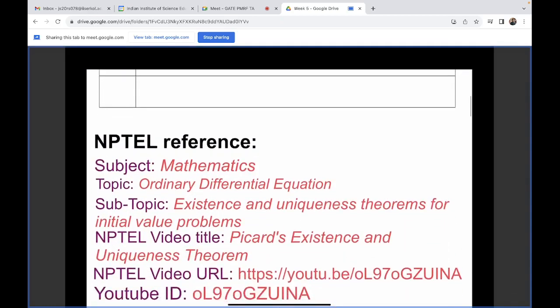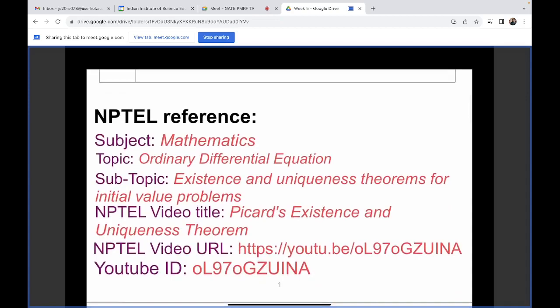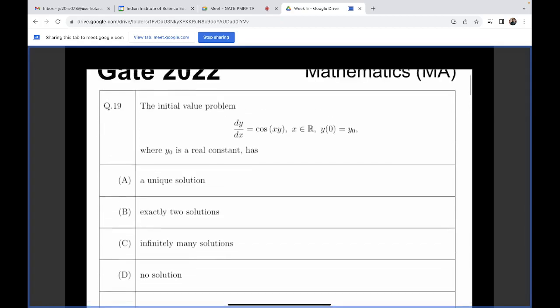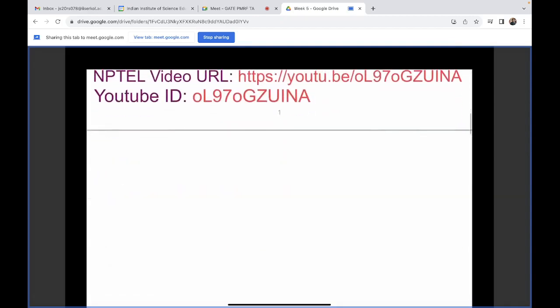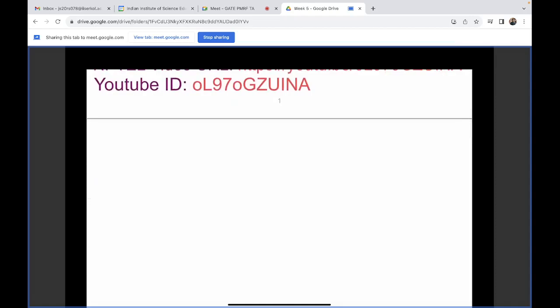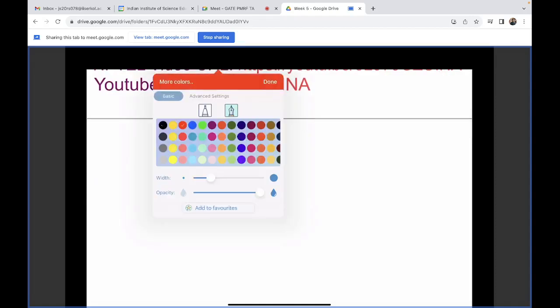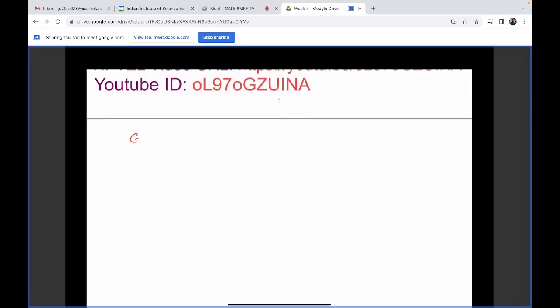In order to solve this, this is the NPTEL reference, you can look at it. We will first state one global existence and uniqueness theorem, from where we will deduce this result. So what does this existence and uniqueness theorem say? This is basically the global existence and uniqueness theorem.